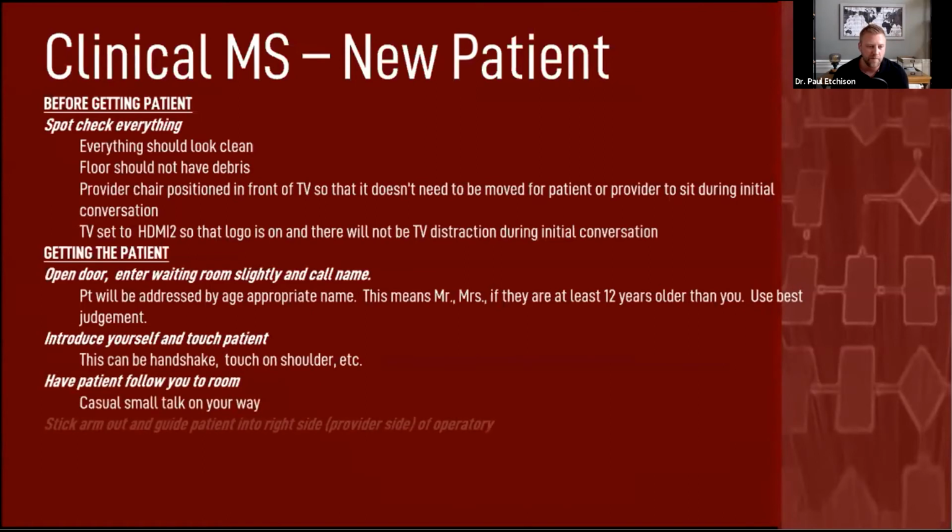We do a little small talk on the way. And then we stick out our arm and we guide the patient into the right side of the operatory. Now, what does that mean? With mine are rear delivery. So there's two entrances. If I'm facing the chair, there's two entrances on each side. I want my team to stick their arm out and say, okay, come on in here. They're going to let them know where to go.